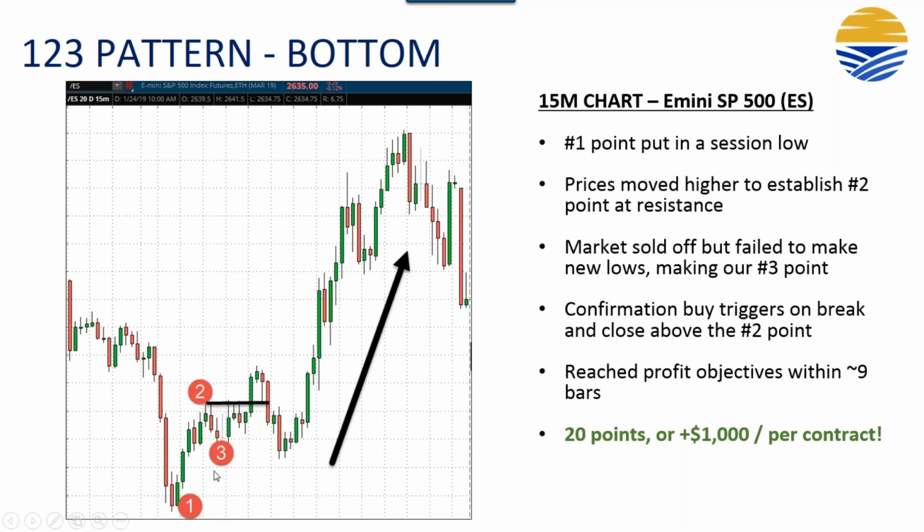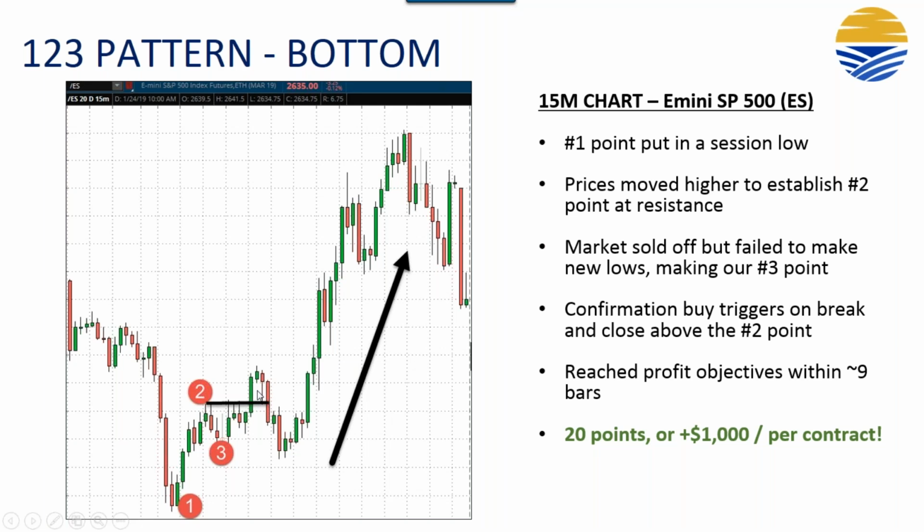Okay. So here we have a new session lows indicated by the red 1 circle. 1, 2, 3. Let's talk about a couple of entry methods. An aggressive trader may look to get long on the initial breakout. So you work a buy stop, a tick or 2 above the number 2 high, you're triggered into the trade.